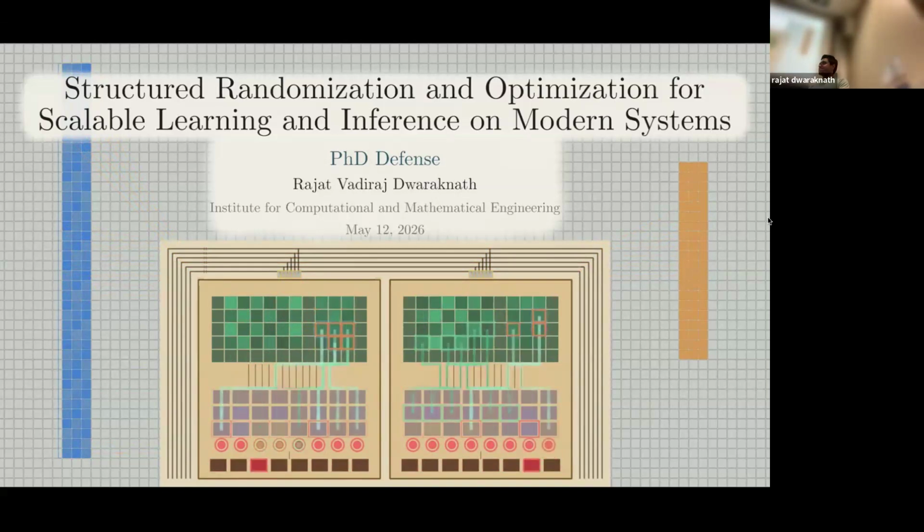Although he worked on many different problems ranging from optimization to reinforcement learning to sketching, in the spirit of understanding things deeply, he today will focus on his latest work on co-designing randomized algorithms on modern compute systems.